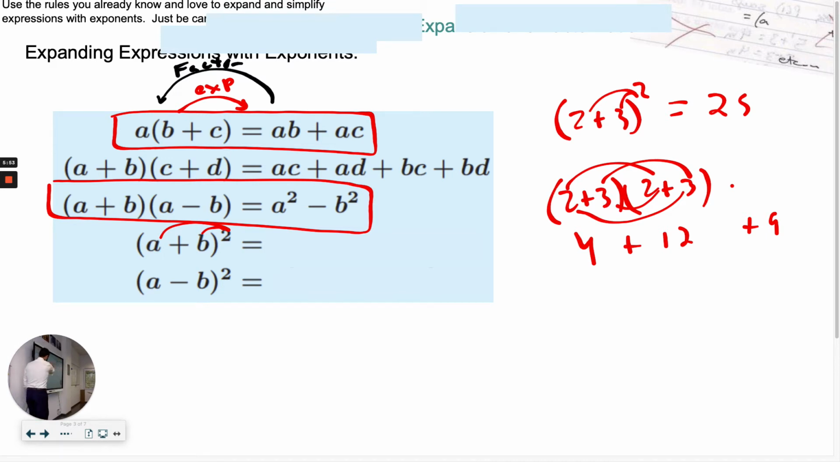Now, too much work if you have all the numbers, but if you don't have the numbers, you take something like this and you multiply it, you break it apart and call it a plus b times itself, and then you can distribute just like you would here.